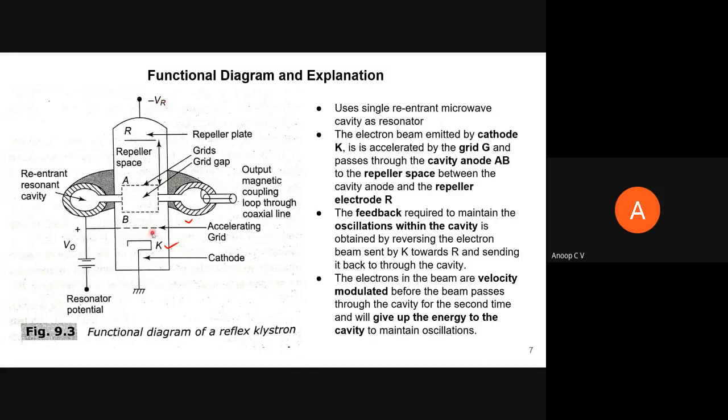Everything will be clear. So the cathode is there, the accelerating grid is there, and there is a repeller plate which is given a higher negative potential. And this repeller is meant to repel back the electrons which are arriving here, right? And there is some structure here, right? So this is what is called A to B. This is called the grid gap, right? Maybe the dimension of this we represent using small d. Grid gap. And there is a re-entrant resonant cavity.